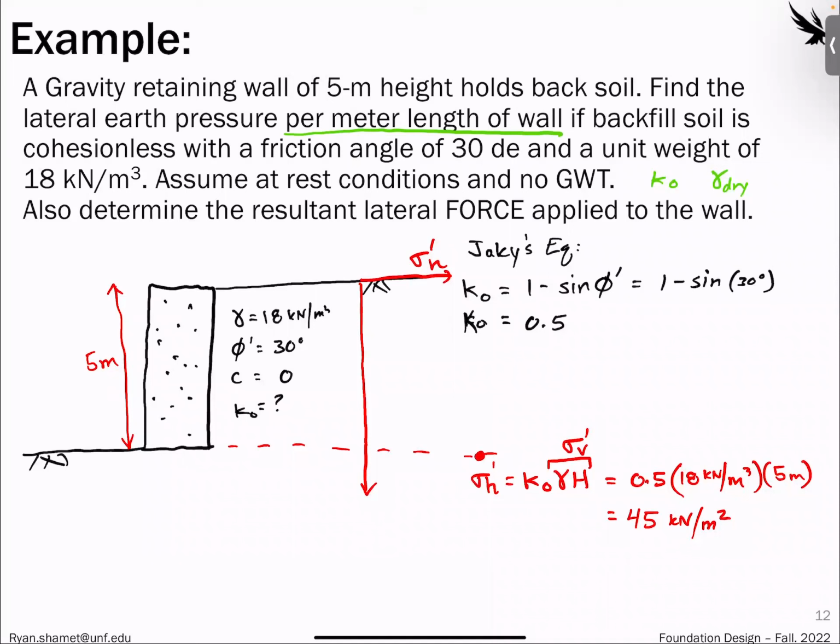So in this case, there is no groundwater condition or anything. So this is also equal to our total stress, our sigma H. So this value would be 45 kilonewtons per square meter.